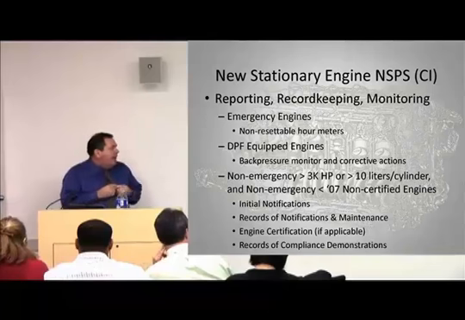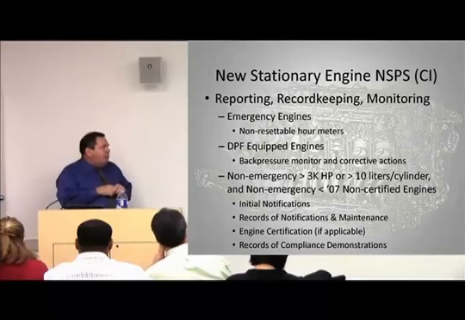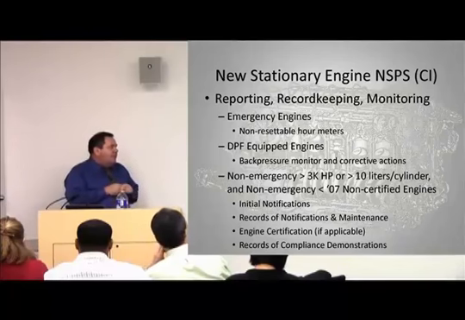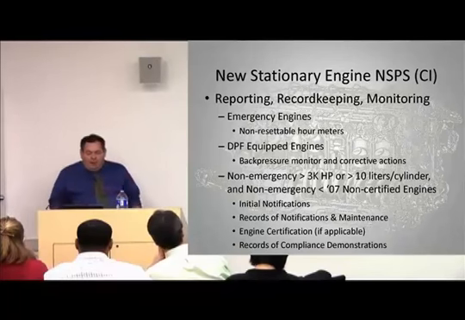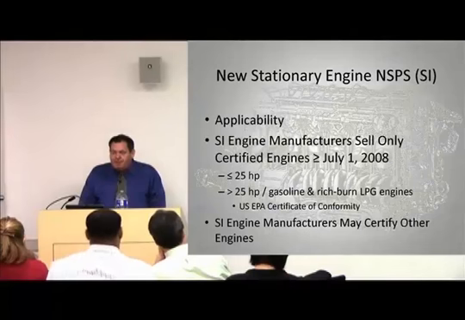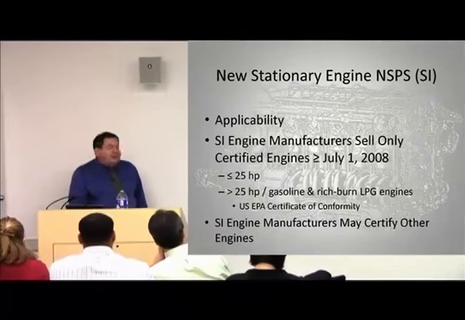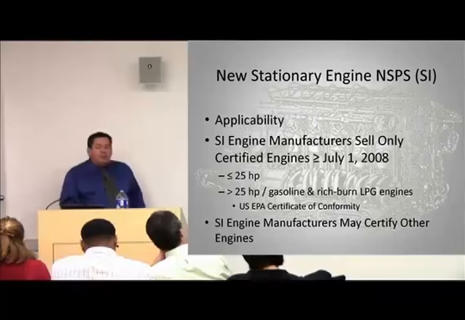And for the non-emergency engines between 3,000 horsepower up to greater than 10 liters per cylinder, and non-emergency engines less than 3,000 horsepower, which are non-certified engines, we have the requirement of initial notifications, records and notifications of maintenance, engine certification, and records of compliance demonstrations. That's it for CI data. We're almost out of time, but let's see if we can squeeze in some spark-ignited information.